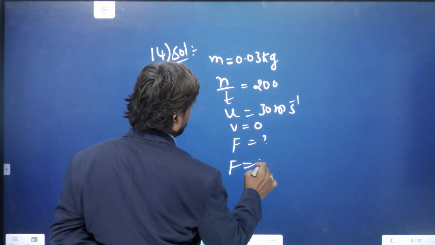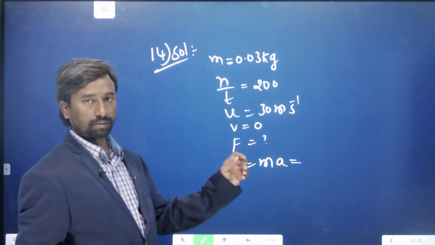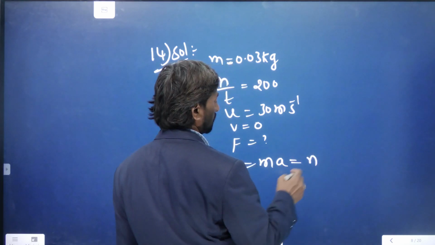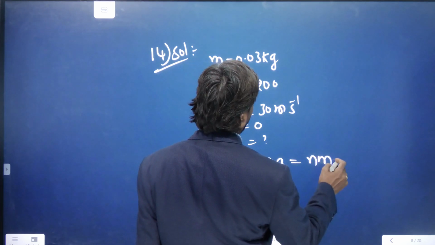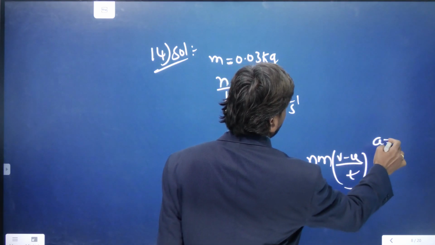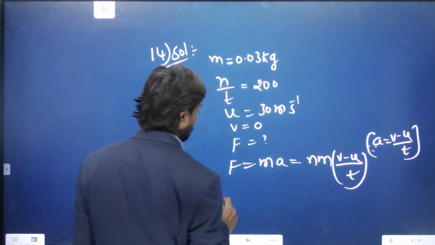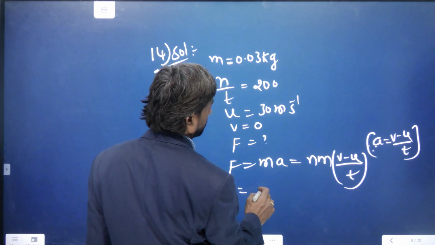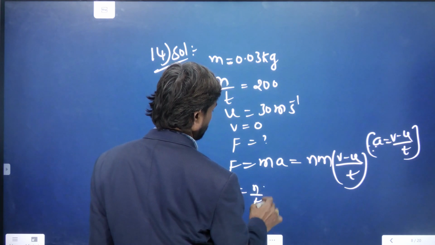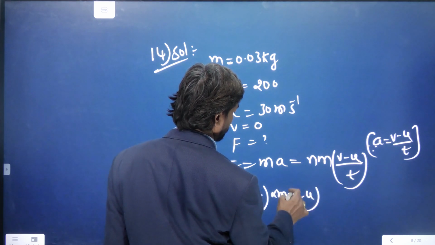From this we can write F is equal to m into a. Here only one particle means we write only mass m. If there are n particles, the whole mass n into m will come there. And a is nothing but v minus u by t. So F is equal to n by t into m into v minus u.